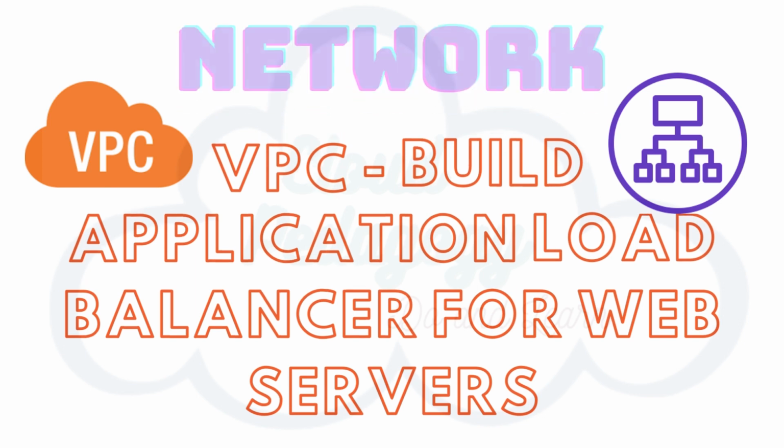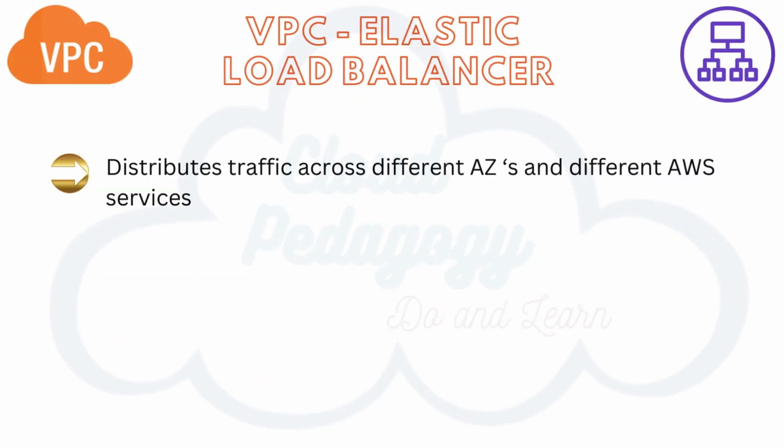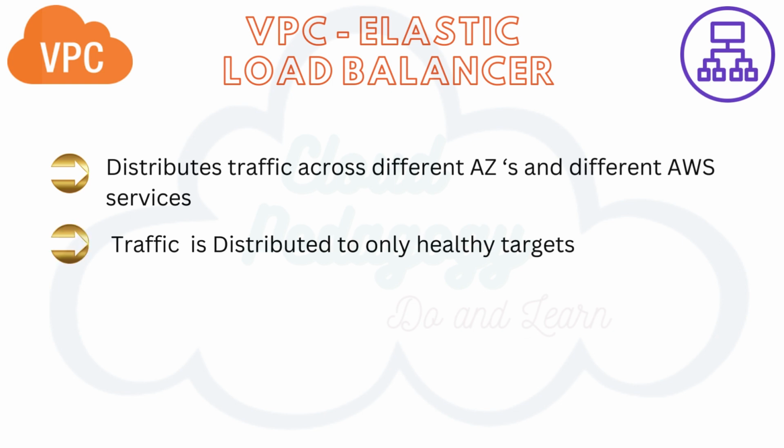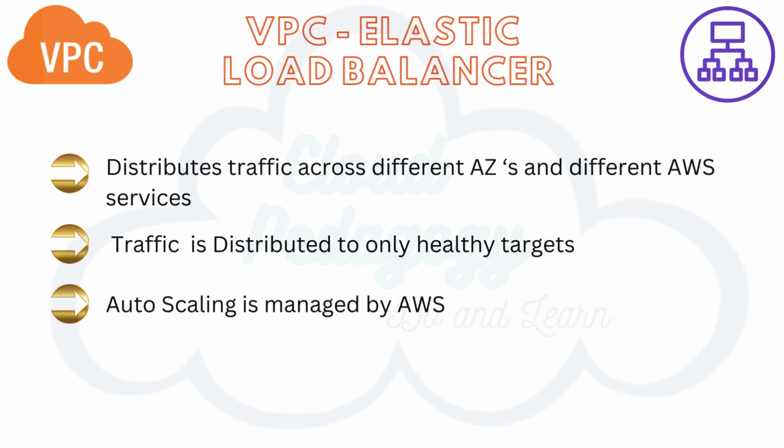Hello Cloud Pedagogians, welcome to this hands-on lab where we'll learn how to set up and use an application load balancer for web servers. Elastic load balancing automatically distributes your incoming traffic across multiple targets such as EC2 instances, containers and IP addresses in one or more availability zones. It monitors the health of its registered targets and routes the traffic only to the healthy targets. Elastic load balancing scales your load balancer as your incoming traffic changes over time. It can automatically scale to the vast majority of workloads.